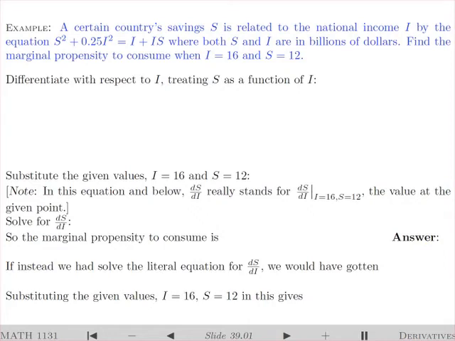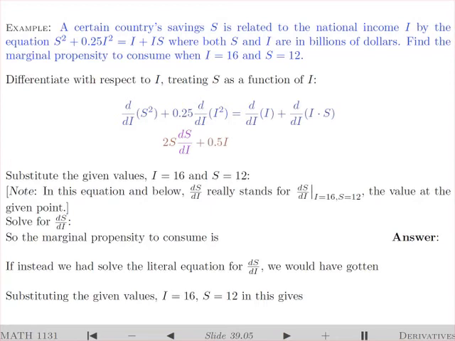So on the left hand side, the first term is S squared. So it's a function squared. By the power rule, I first differentiate for the exponent 2, which gives me 2S, and then I differentiate the inside S. Since I don't know what it is, I leave it as ds over dI. The second term has only I in it, so I differentiate as usual. Derivative of I squared is 2I. 0.25 times 2 is 0.5.